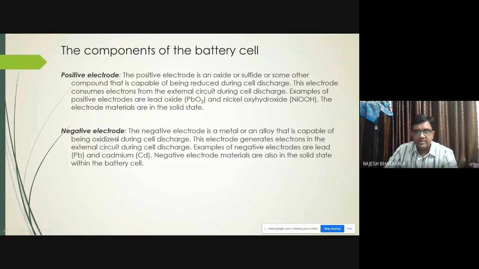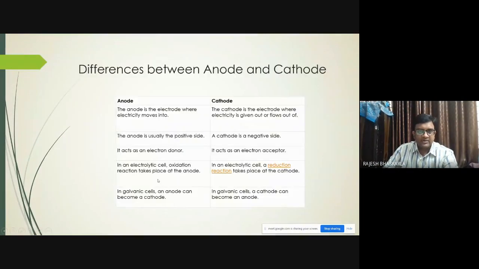Okay, is that clear? Sometimes if you observe the galvanic cells, meaning the primary cells, in very few of them, positive electrode becomes a cathode and negative electrode becomes an anode. So that is why I'm not using the word anode and cathode. Rather, I would be using positive electrode and negative electrode. Now we'll try to understand what is the difference between anode and cathode.